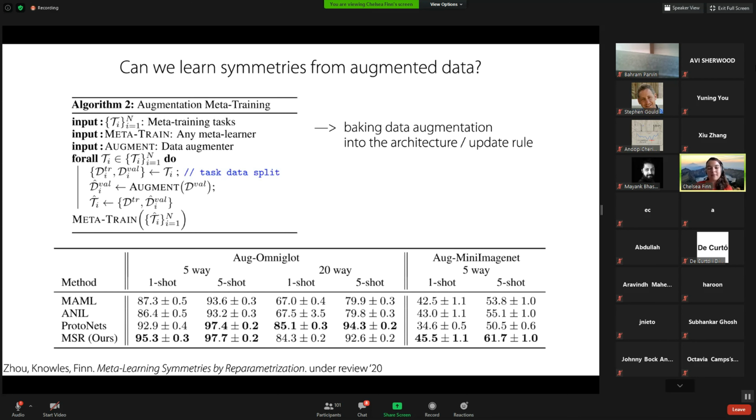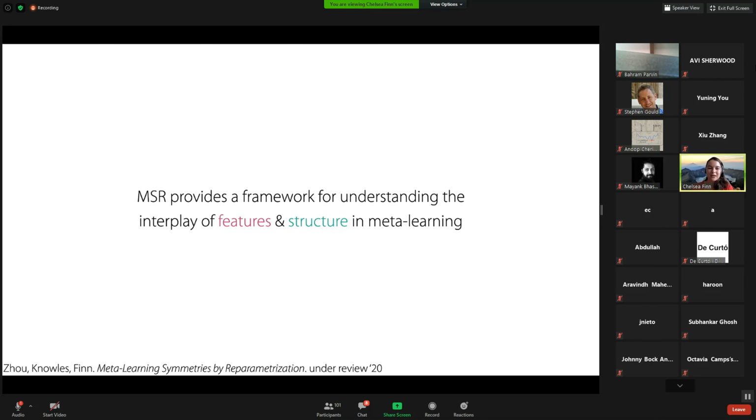And what we find is when we compare MSR to MAML, almost no inner loop, a variant of MAML that only trains the last layer, as well as prototypical networks, MSR is better able to capture these kinds of equivariances in its learning process compared to these prior works. Okay, cool. So we're pretty excited about this in the sense that it provides a framework for understanding the interplay of features and structure in meta-learning. Specifically, it decomposes those two things, at least for equivariant and invariant structure, such that we can control which are being adapted in the inner loop and which are being shared across all tasks.